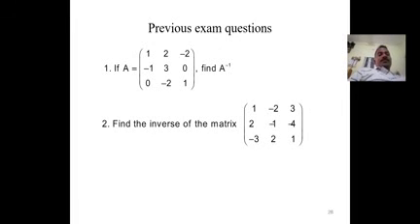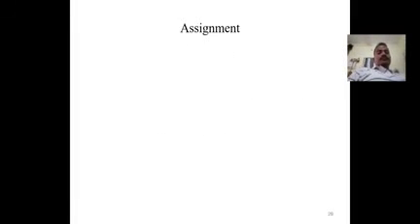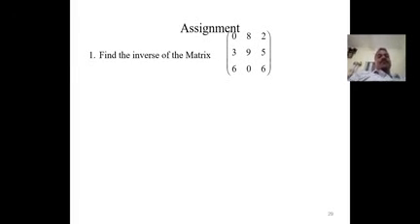Some of the previous examination questions: find A inverse if A is equal to [1 2 -2; -1 3 0; 0 -2 1]. Next problem is find the inverse of the matrix [1 -2 3; 2 -1 -4; -3 2 1]. Some of the assignment problems are: find the inverse of A = [0 8 2; 3 9 5; 6 0 6].